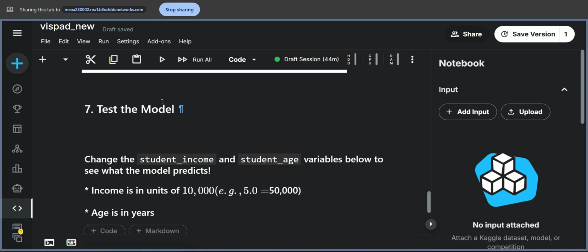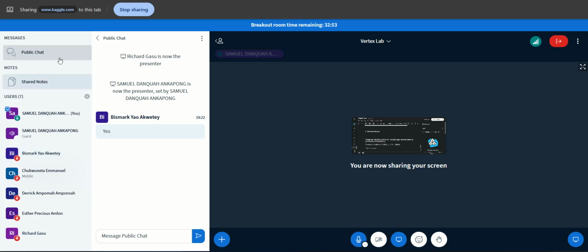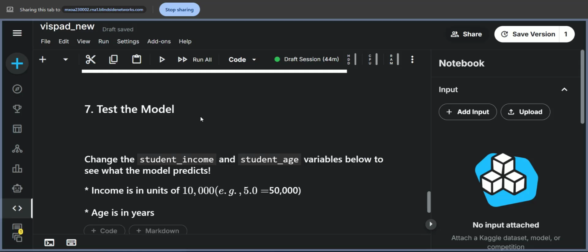So now, to end it, we are just going to test the model. We have a sample example here. Let me check. No one has asked the question. So I'm going to test the model.